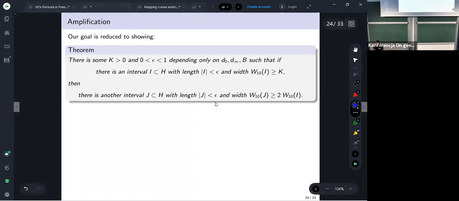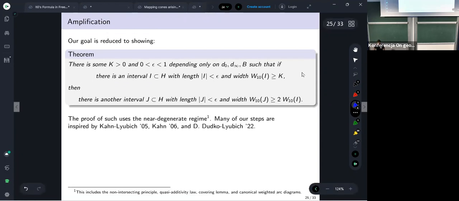And the fact that I can control the length over here allows me to run the inductive arguments, apply this theorem infinitely many times. So I get a sequence of intervals along this H so that the W10, the width over here, exponentially increases. And with that, it gives me a contradiction, right? So from a local near degeneracy at I over here, it gives me a local near degeneracy at other intervals, but the near degeneracy over here exponentially increases.